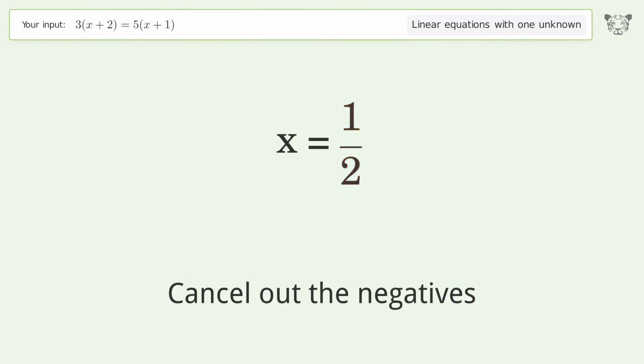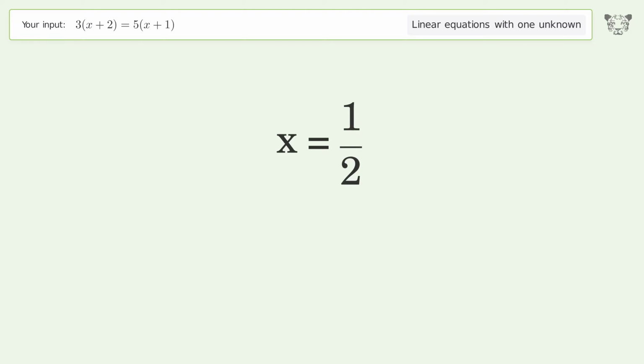And so the final result is x equals 1 over 2.